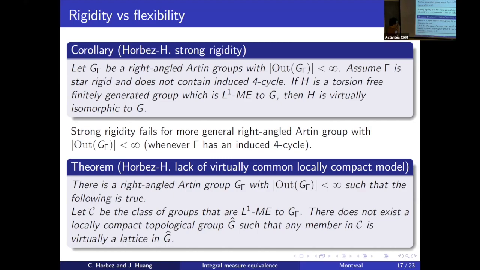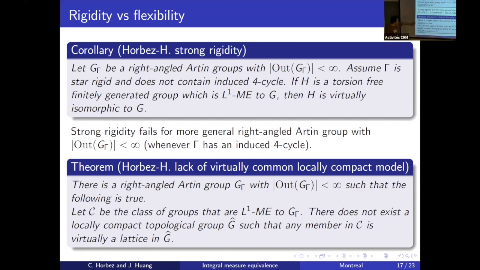Okay, so we can find a right-angled Artin group with finite outer automorphism group. Actually, we find an infinite family of right-angled Artin groups with finite outer automorphism group, such that if we consider the class of groups which are L1 ME to the group, then there does not exist any locally compact topological group G hat such that any member of this class is a virtual lattice in G hat.